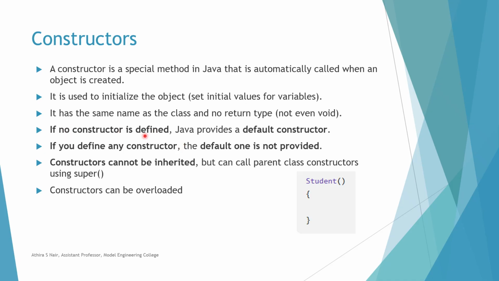If no constructor is defined, then Java provides a default constructor. If you define any constructor, then the default one is not provided. Constructors cannot be inherited, but can call parent class constructors using the super keyword. Constructors can also be overloaded. So this is a constructor, Student. When we create Student s = new Student, immediately Java executes the constructor, even though we never called it ourselves. That's why constructors are called automatically.